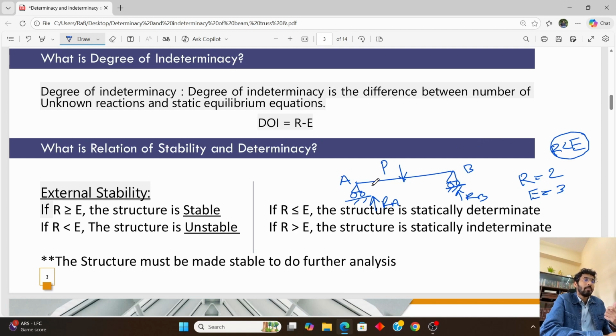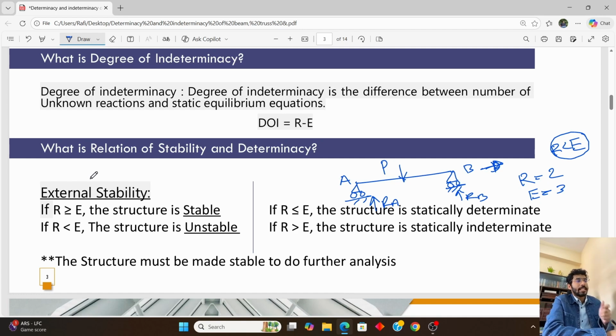But where is the problem? The problem is that if we apply pressure on the beam from the sides, the beam will move. It is not a stable beam. So this is the difference between stability and determinacy. Stability means that whenever we apply some load on it, it is always stable. So there are two kinds of stability, that is external and internal stability.